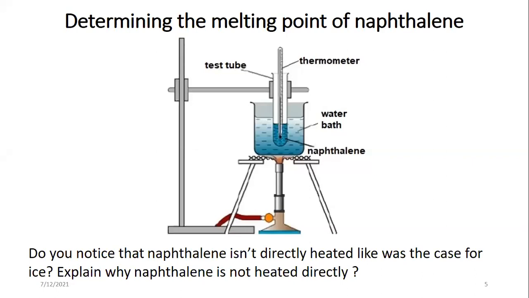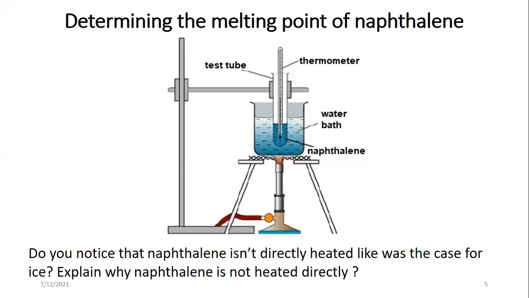So I saw your hand up and I was wondering whether you have an answer to that. Okay, thank you, teacher. I can answer. I think that maybe when you heat naphthalene directly, it can overheat and hence give a wrong melting point. That's what I think. Okay, thank you. Let's have our default. Yeah, for me, naphthalene is flammable, so if you heat it directly, it will catch fire.